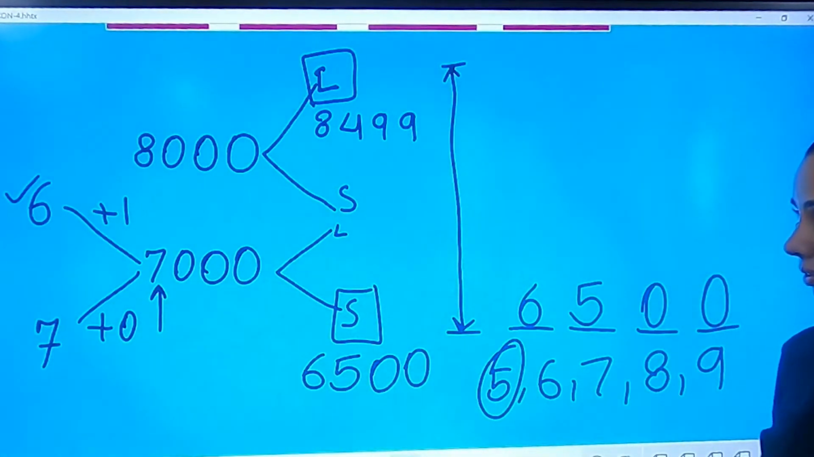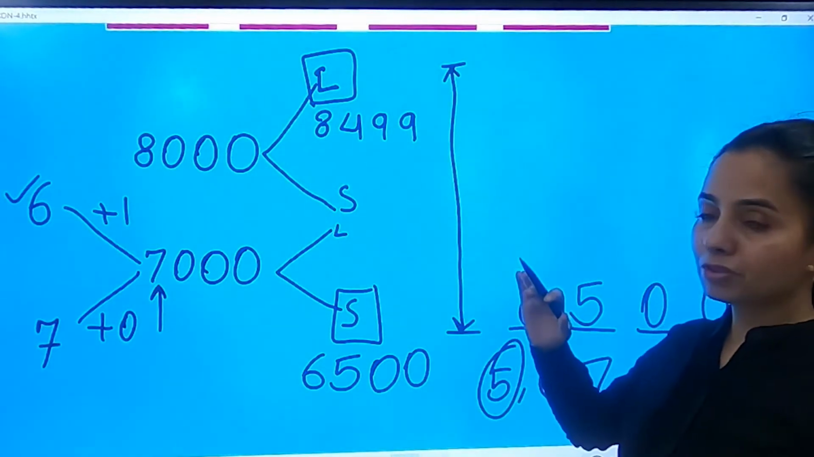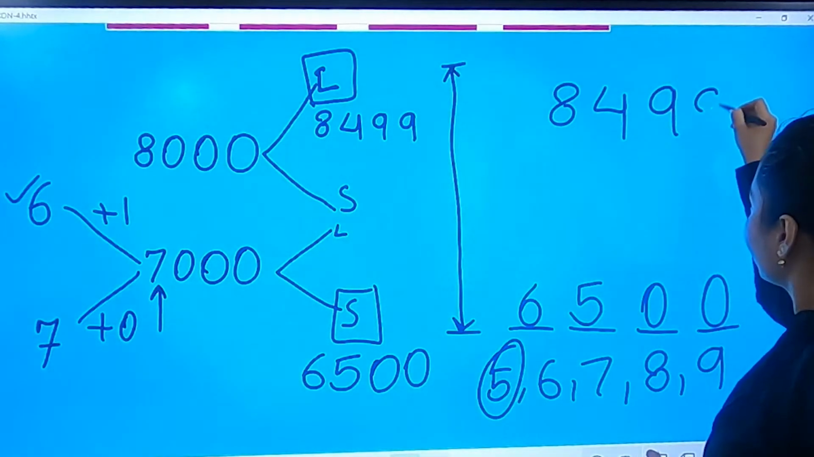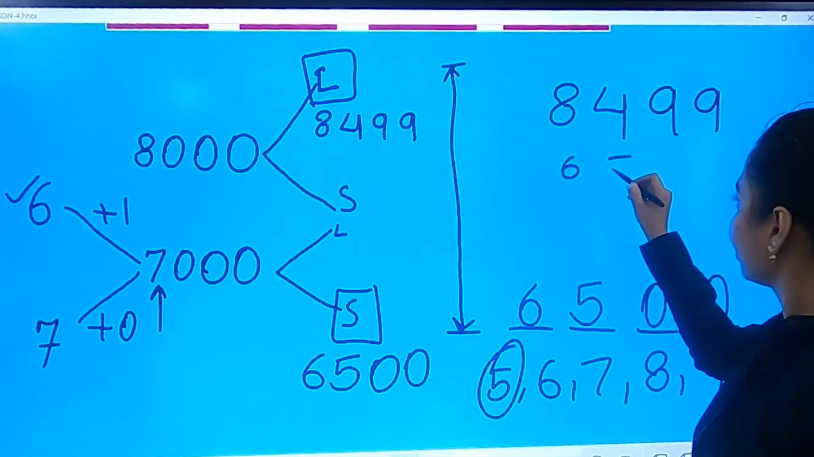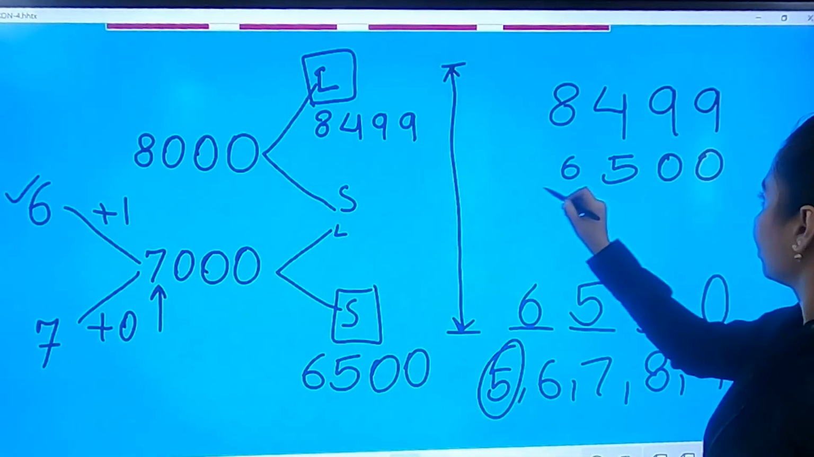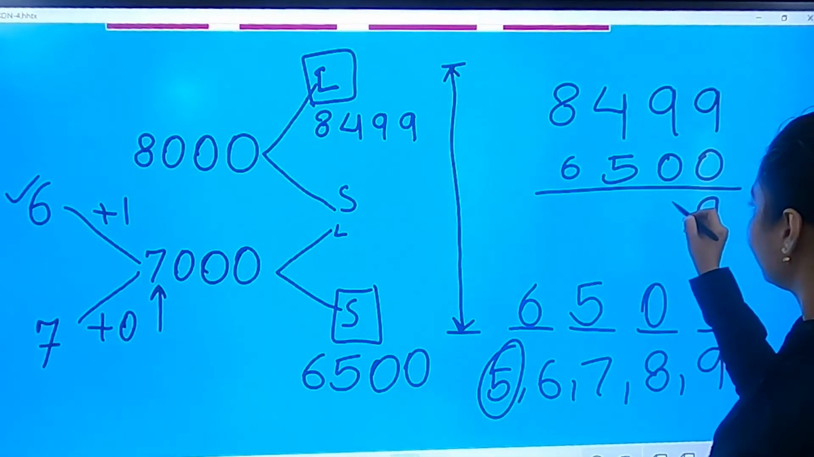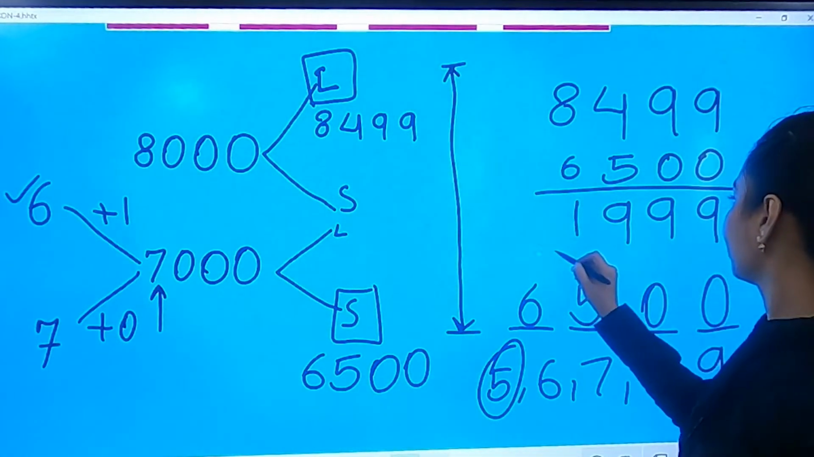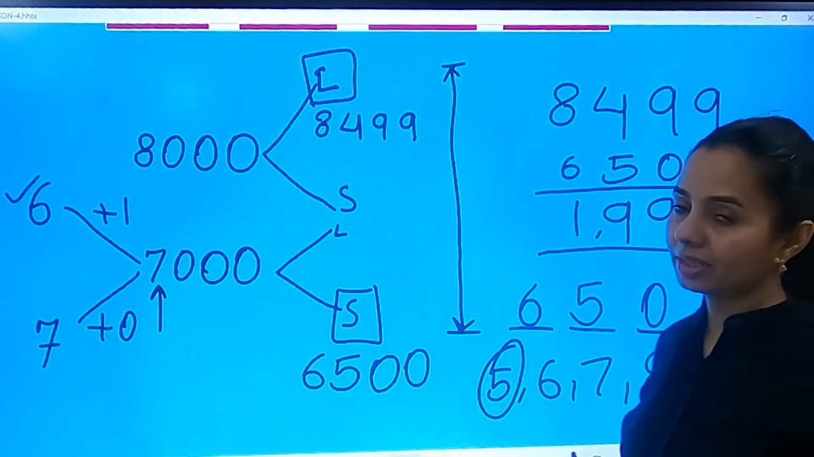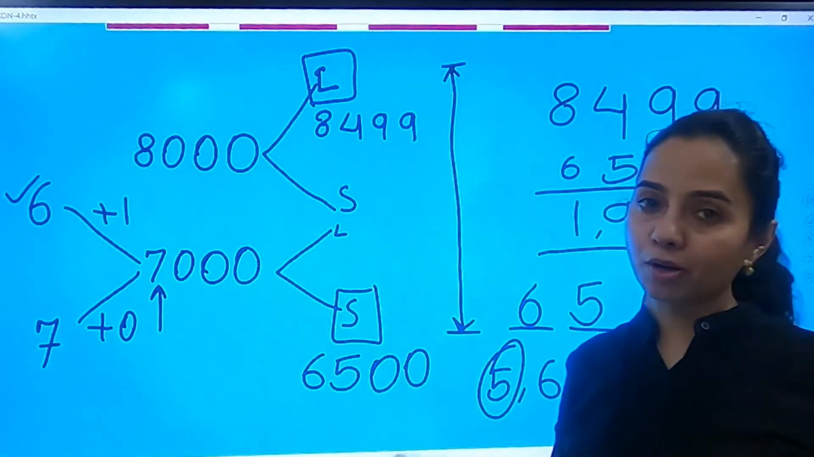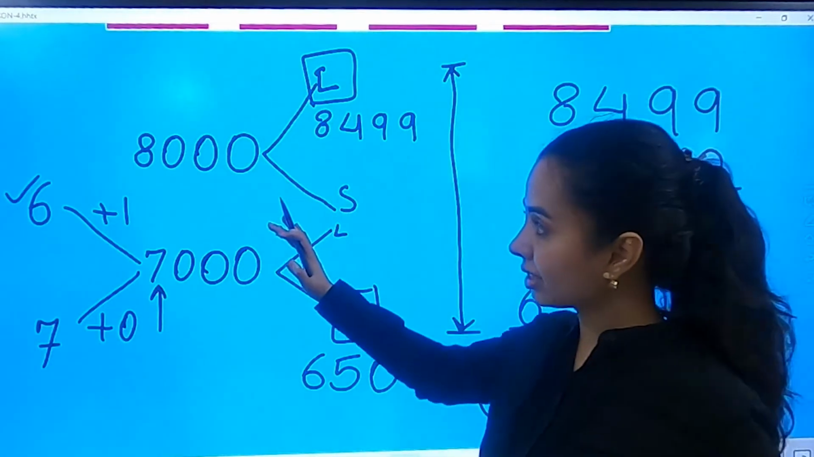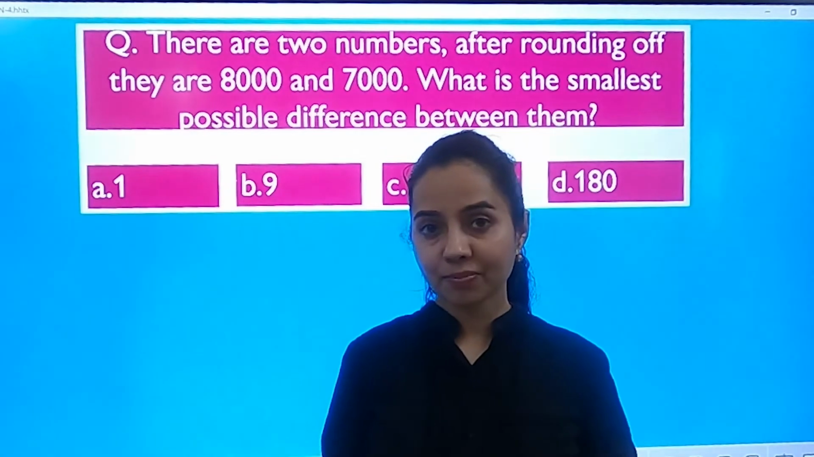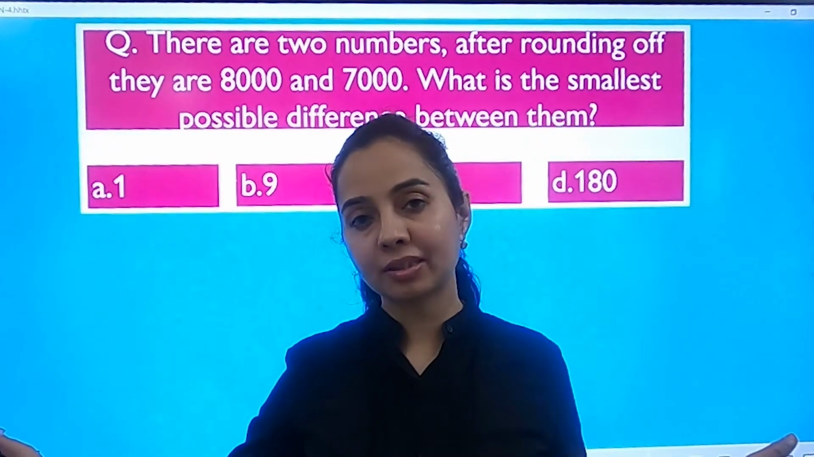Now it is very simple. We simply have to subtract both of them and we will get our answer. The answer will be 1,999. 1,999 is the largest possible difference between 8,000 and 7,000. Earlier, the question was asking the largest possible difference between them.